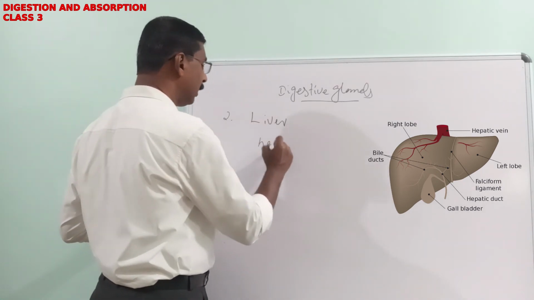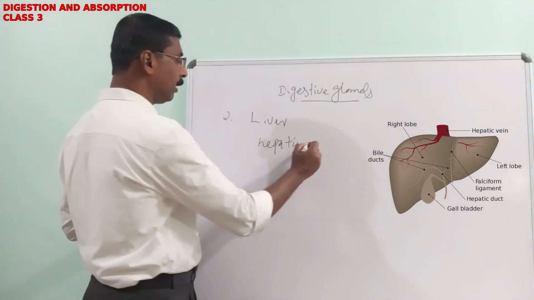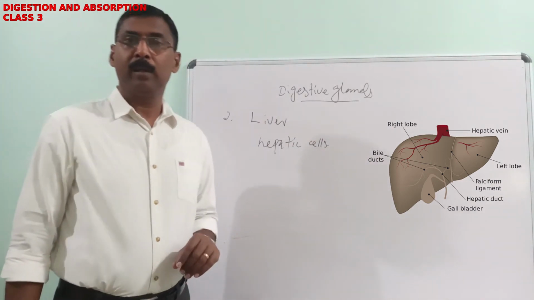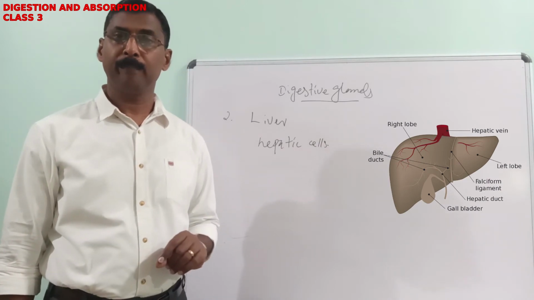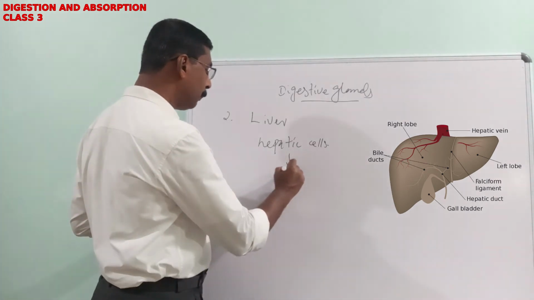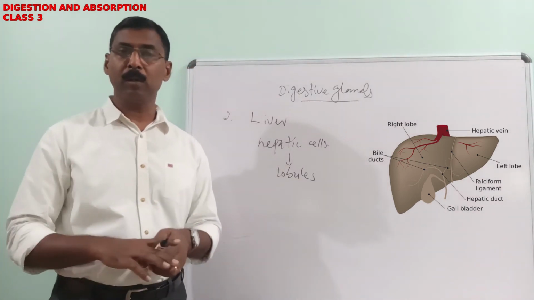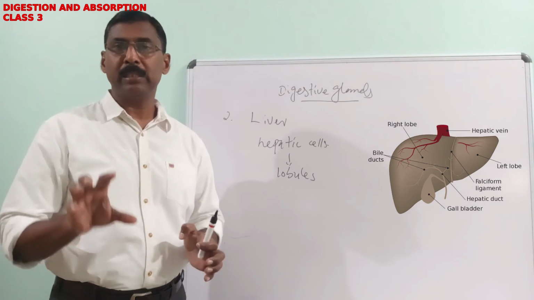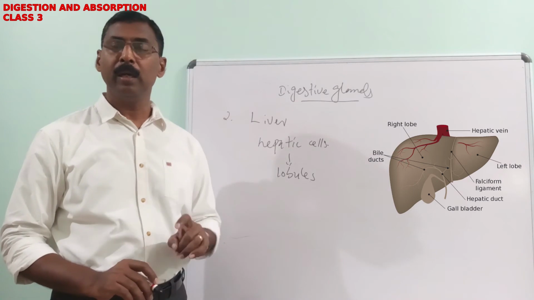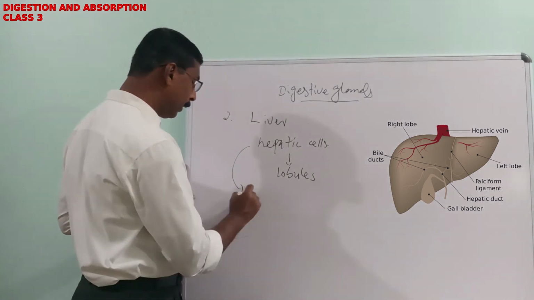The cells of the liver are called hepatic cells. And these hepatic cells form lobules. So a lobule of hepatic cells means it is a collection of some hepatic cells. And these hepatic cells secrete a juice called bile.